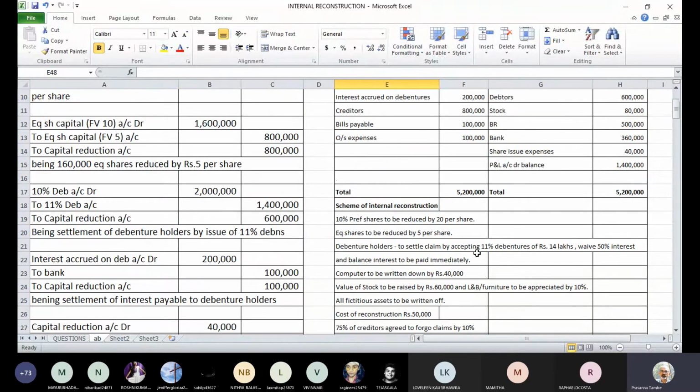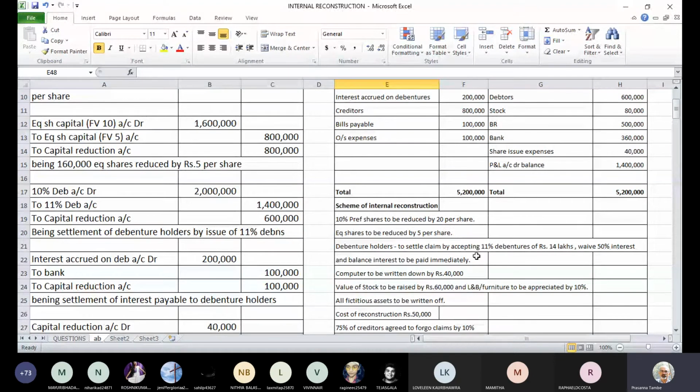And then we come to the creditors. Creditors are 8 lakhs rupees. So they have said that the creditors are going to give you some discount. How much is the balance of creditors? 8 lakhs rupees. But not all of them are willing for discount. How much of creditors are willing for discount?